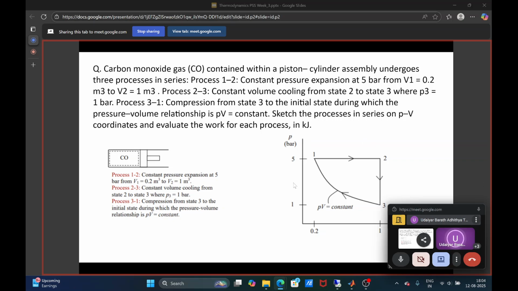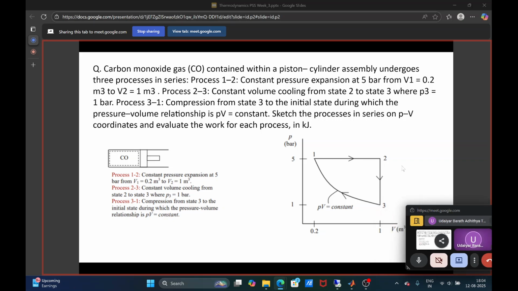So if you plot it in PV, this is how the process will look. 1 to 2 is a constant pressure process, so you have a horizontal line, and then 2 to 3 is constant volume, so a vertical line here, and then PV equals constant is kind of a hyperbola, so you connect 3 to 1. So this forms a cycle. Now we need to evaluate the work for each of the processes.